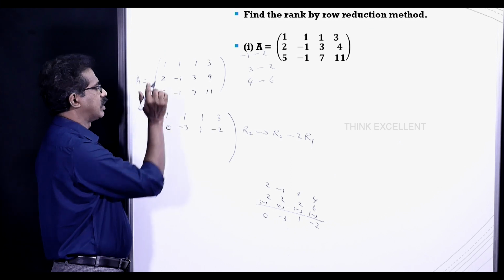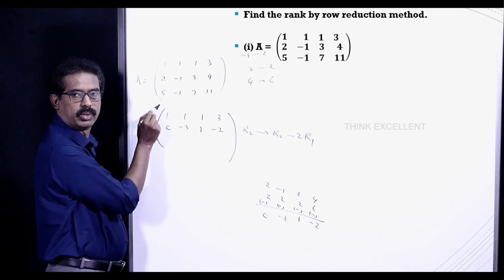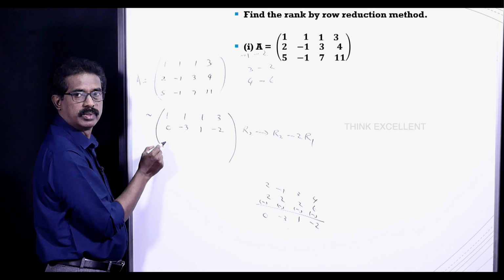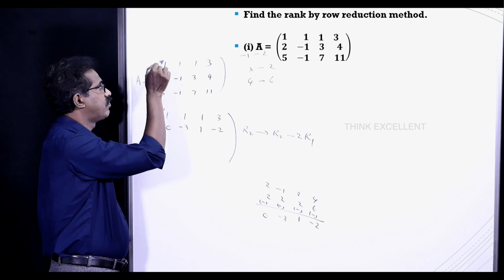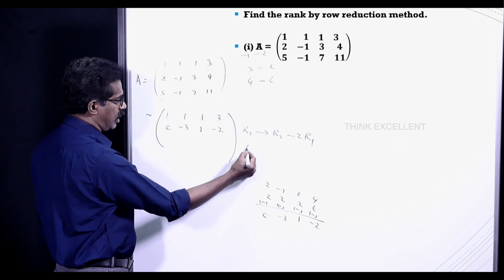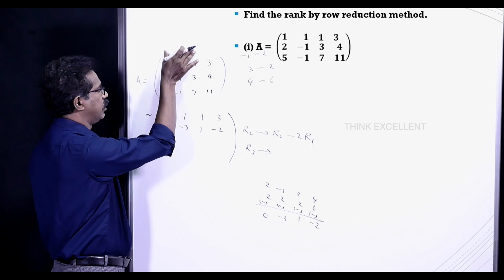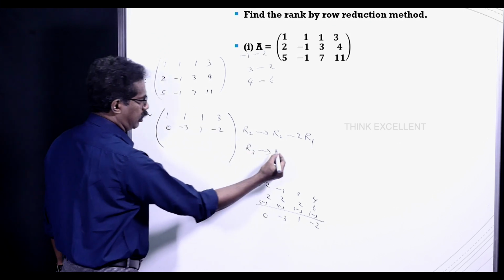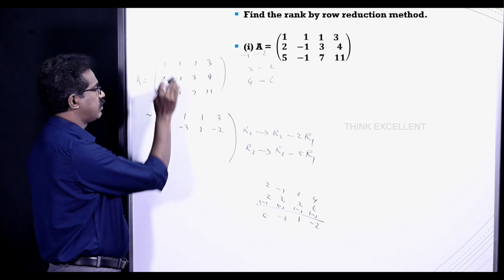5 is here, no? First row, first element 1, below that make 0. This already made 0, right? Now I want to make this also 0. How can you make this 0? Make use of this 1. 5 minus 5. Can you tell me what step you write here? R3 is R3 minus 5 times R1.